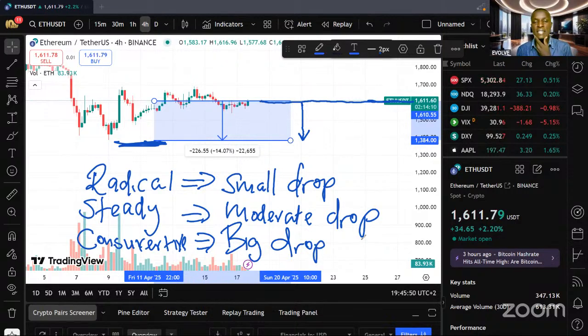Conservative. Here, you expect a big drop. Give me a yes if this is clear. If you choose radical, it means the percentage you are expecting from current price is small.